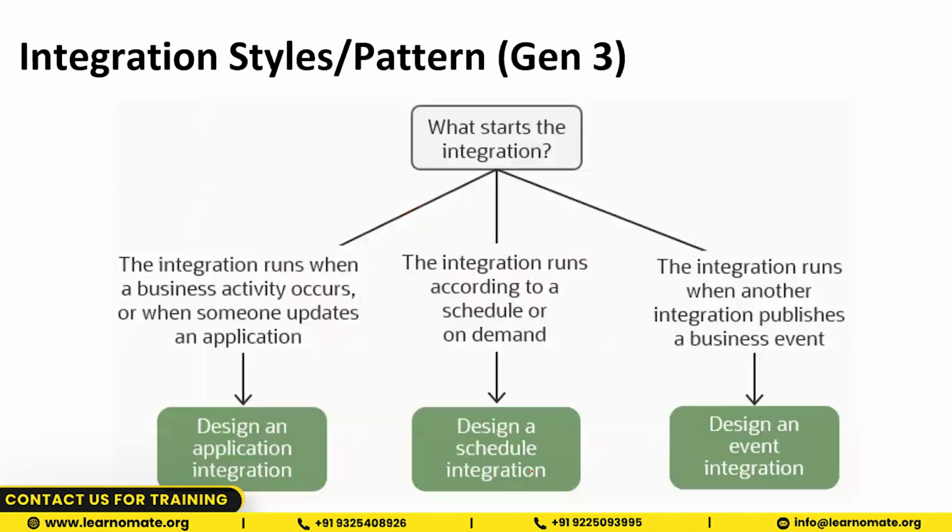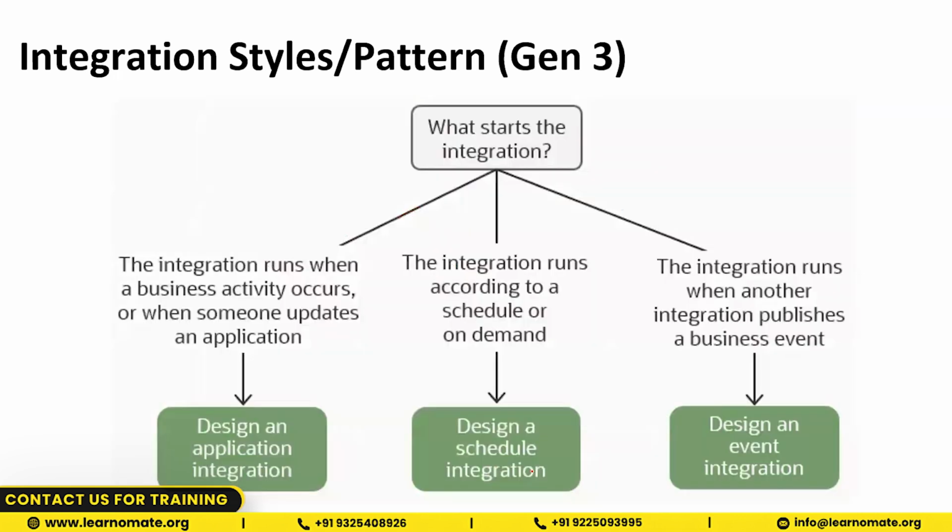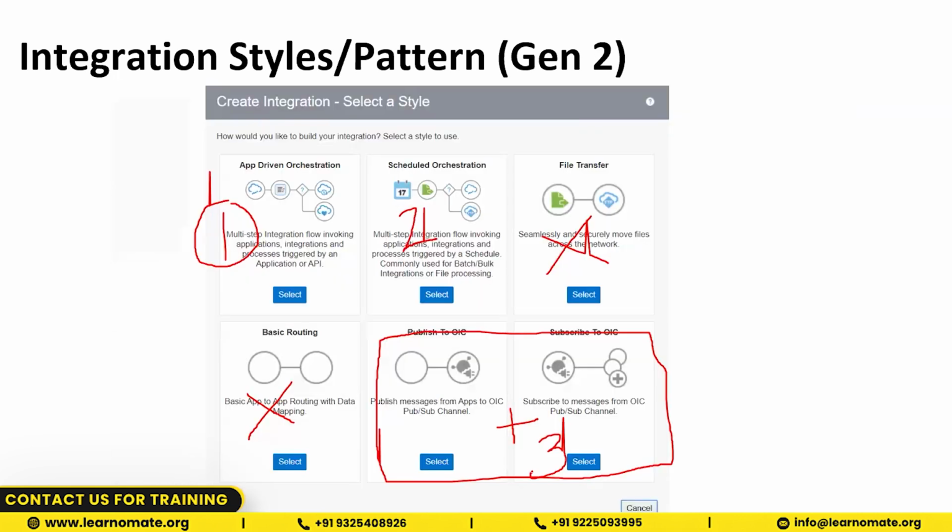So only 3 patterns. The first pattern, app driven, is there as it is. The second pattern, schedule integration, is also there as it is. The third pattern in generation 3 is event. In generation 2 it was publish to OIC and subscribe to OIC. Oracle combined both and rebranded them as event, but behind the scenes it is the same publisher and subscriber integration. So that is the difference between generation 2 and generation 3. There are more changes, which we'll see once we start.